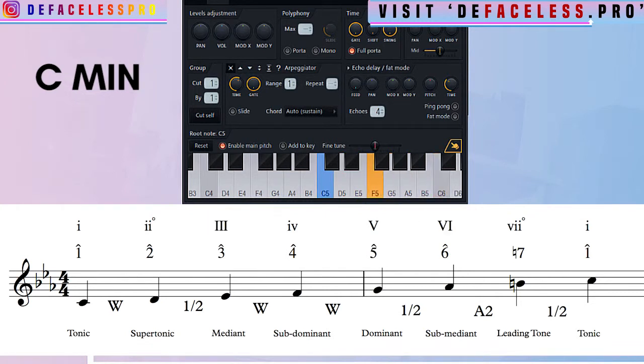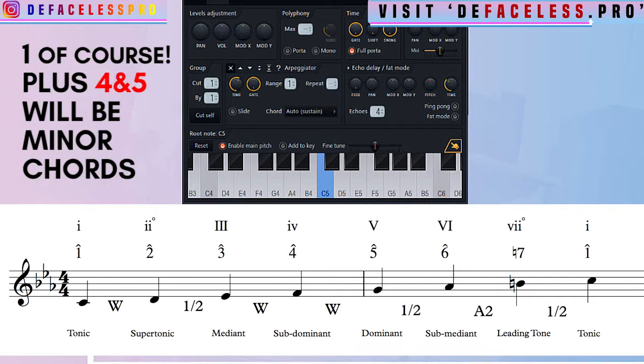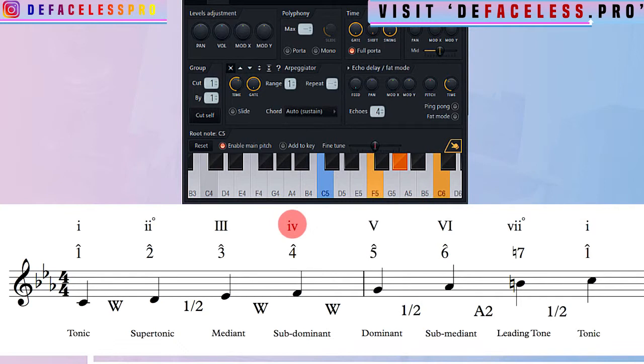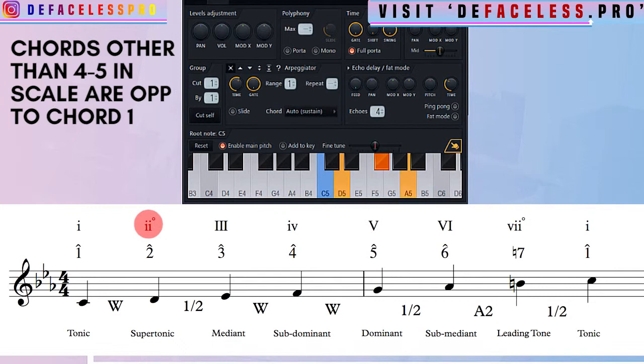Same thing goes for the minor scale. The fourth and the fifth of the minor scale, which is going to be the F and the G, along with the root obviously is going to be minor because you're in the minor key. The other ones will be major instead.